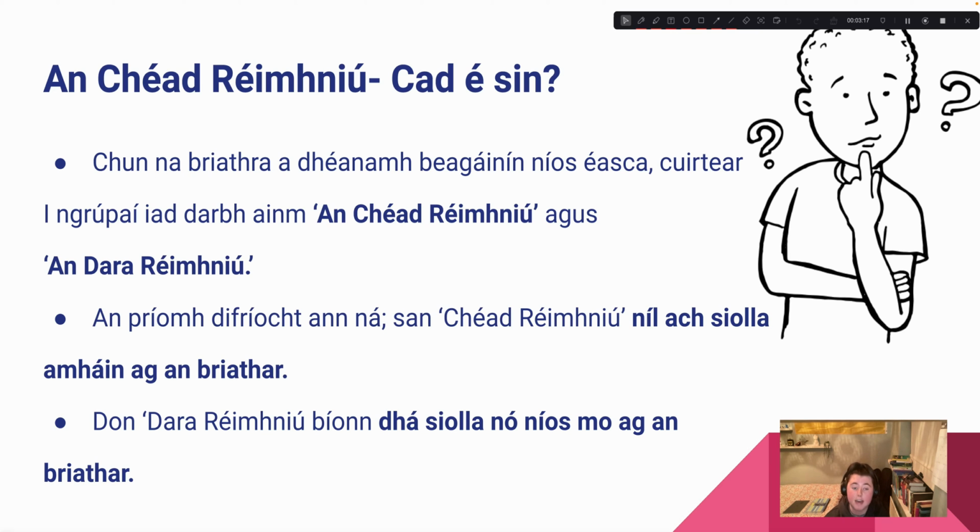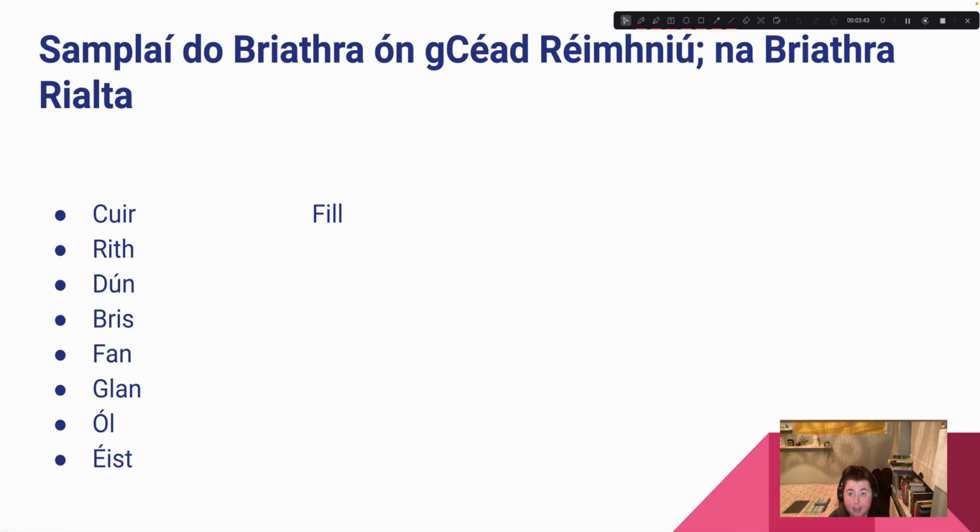The first box is when verbs only have one syllable. For example, cuir, dún, and so on. One syllable. The verb only has one syllable, and that's a classification, and we will put it in the first group. Some examples of the first group are cuir, ri, dún, brish, fan, glan, ol, éist, fill.